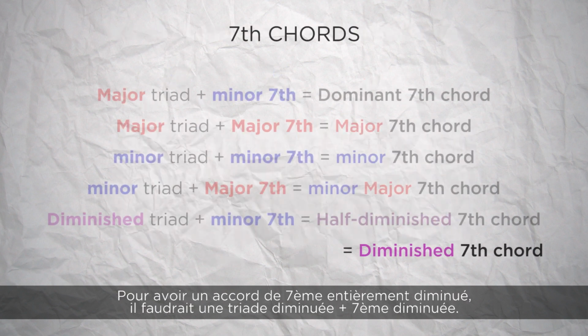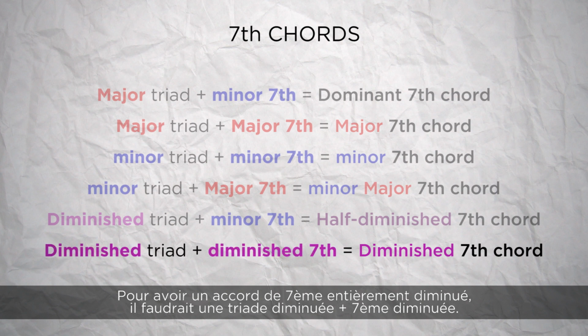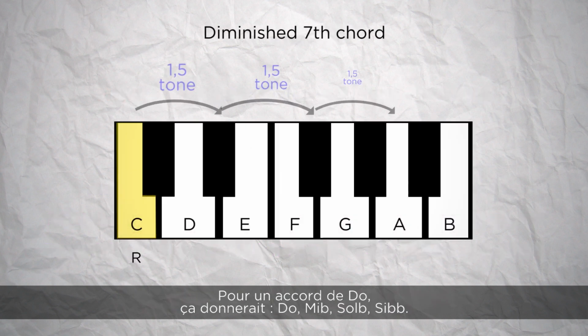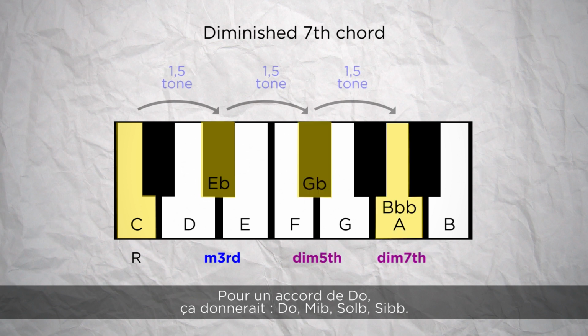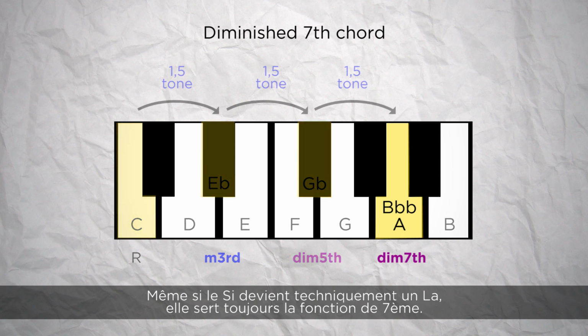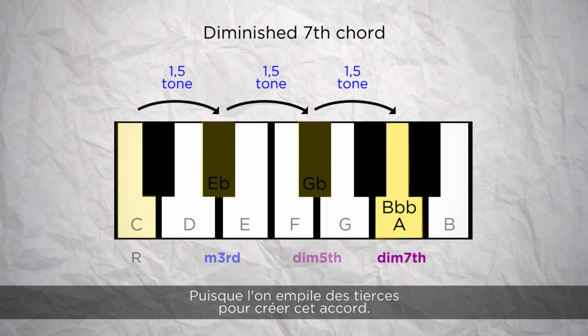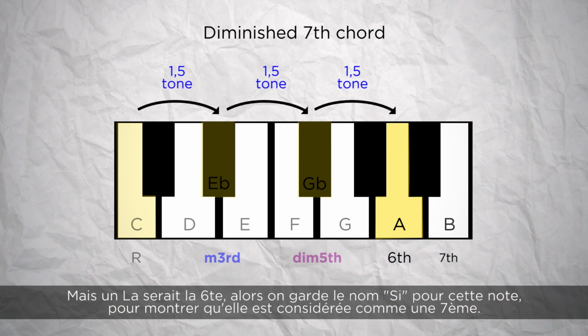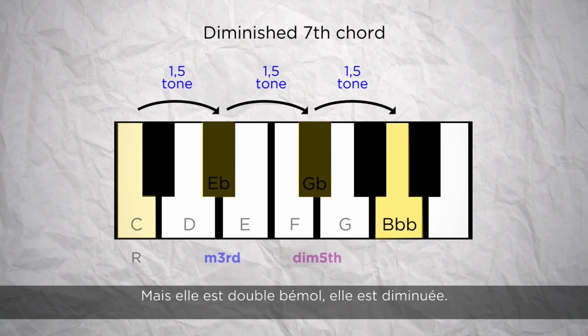And to have a fully diminished 7th chord, there would be a diminished triad with a diminished 7th. So for C, it would be C, E flat, G flat, B double flat. I like this one because it's a bit confusing. Even though the B technically becomes the same note as an A, it still serves the function of a 7th, and we stack up minor thirds on top of each other to make this one. But A would be a 6th, so we keep the name B for that note to show that it's considered a 7th, but it's double flat, it's diminished.